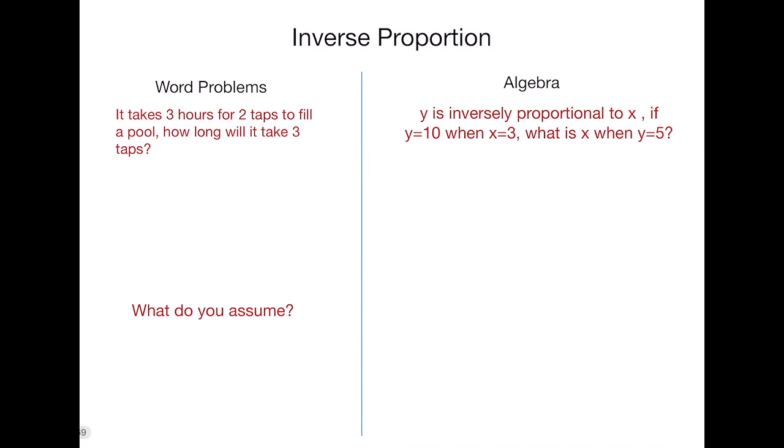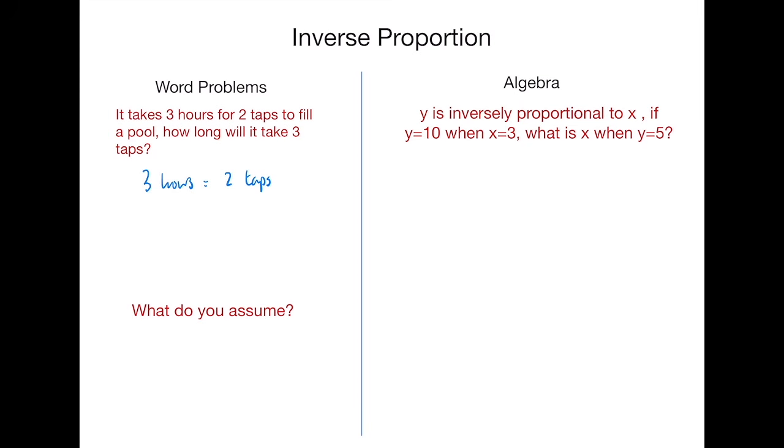Very similar to direct proportion, but this time inverse proportion. So as one goes up, usually the other will go down, unlike direct proportion. So if it takes 3 hours for 2 taps to fill a pool, how long will it take 3 taps? So 3 hours equals 2 taps.